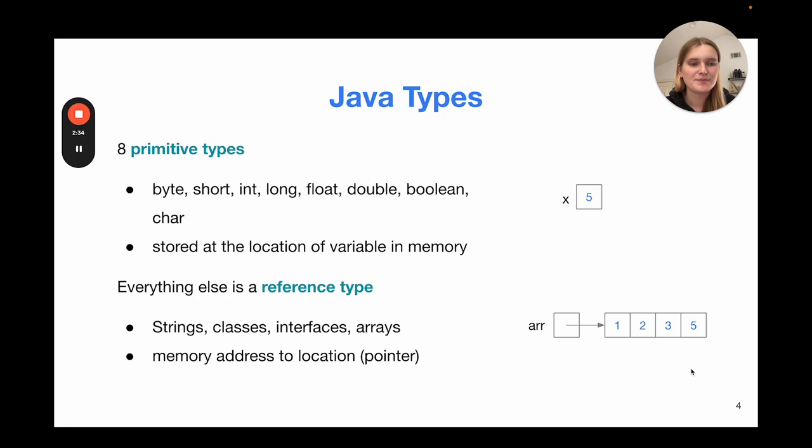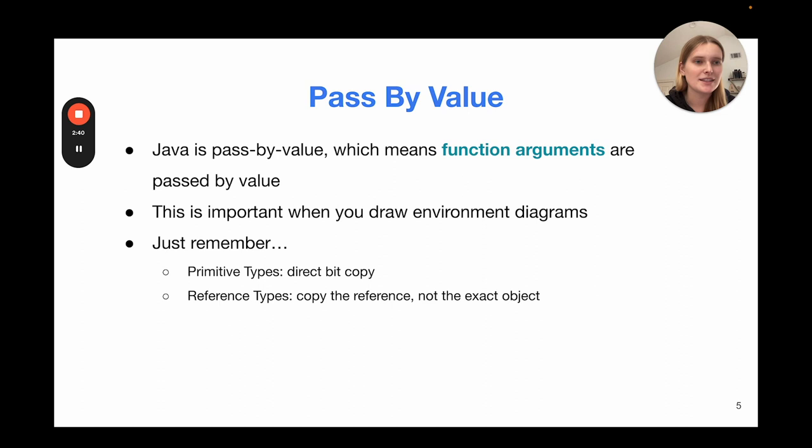Let's talk about pass by value and what that means. Java is pass by value, and that means that all the function arguments we ever pass into any functions that you create, the main method, literally any function, are passed by value. This is really important when we draw environment diagrams and figure out what things look like when the code is executing. Just remember, primitive types will directly copy. And for reference types, we copy the reference, or the pointer, and not the actual object.